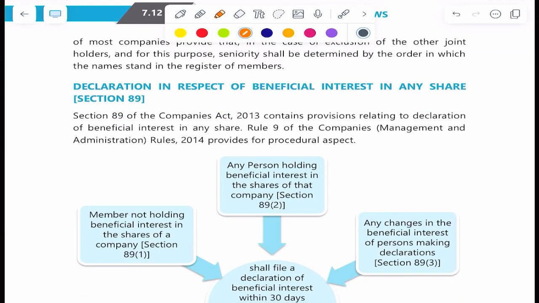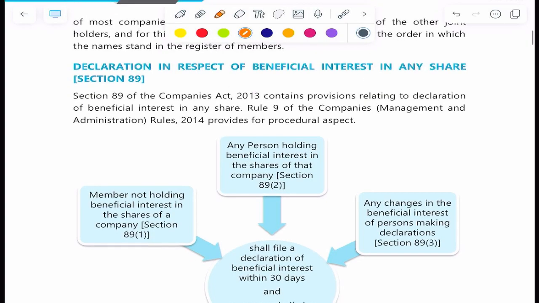बेनिफिशियल का याद है ना 456. Declaration in respect of beneficial interest in any share, Section 89. Section 89 of the Companies Act 2013 contains provisions relating to declaration of beneficial interest in any share. Rule 9 of the Companies Management and Administration Rules 2014 provides for procedural aspects.